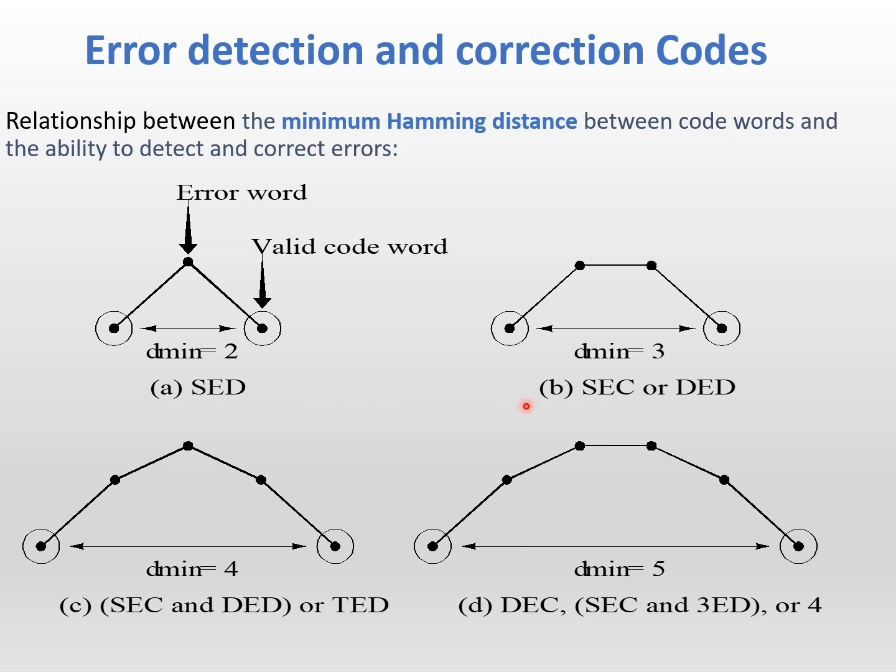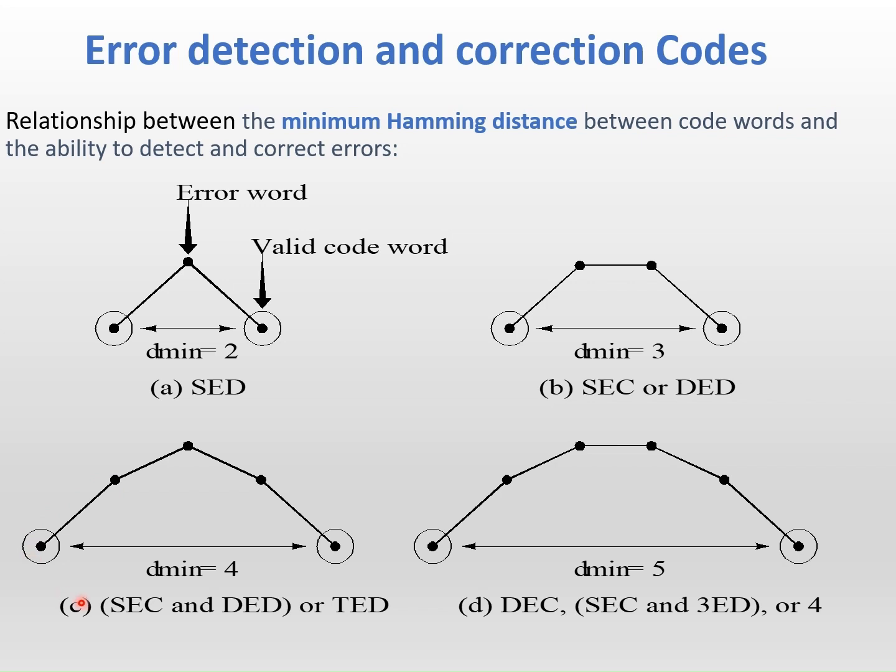And if the d minimum is 3, suppose on this left hand side code word, one bit got flipped and the error word is this one, then assuming that a single bit error has happened, it will come back to this valid code word and not to that one. So that's why it is called single error correction. And in any place the code word is, it can be detected, so it is called double error detection or single error correction.